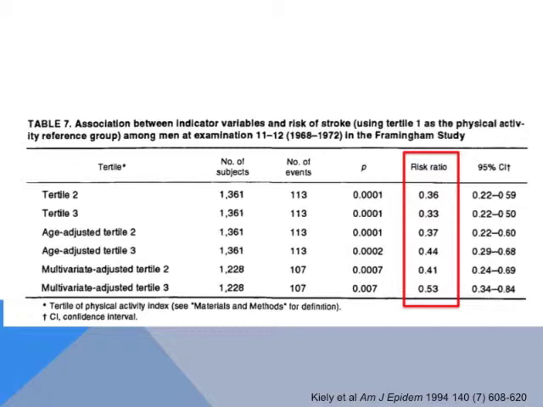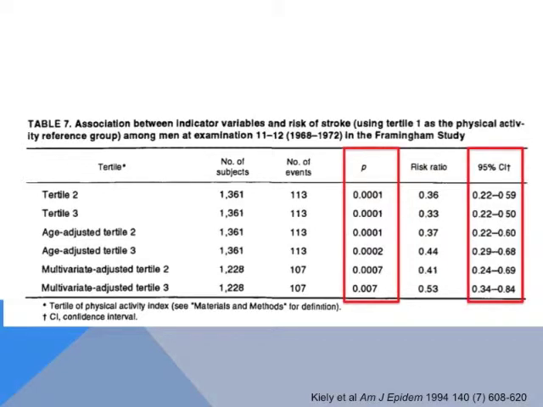In the multivariate analysis, it appears that the protective effect is stronger, risk ratio of 0.41, with moderate activity level than high activity level, which has a risk ratio of 0.53, indicating a 59% and 47% reduction in risk of stroke, respectively. These conclusions are supported by highly significant p-values and tight, that is, precise confidence intervals that do not straddle 1.